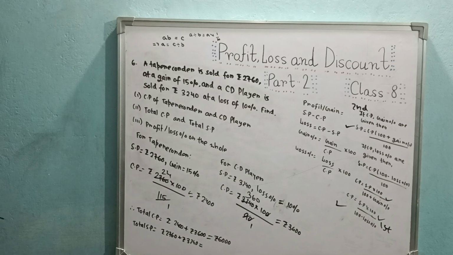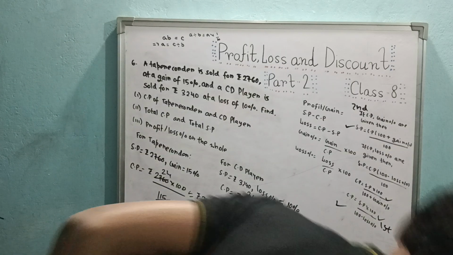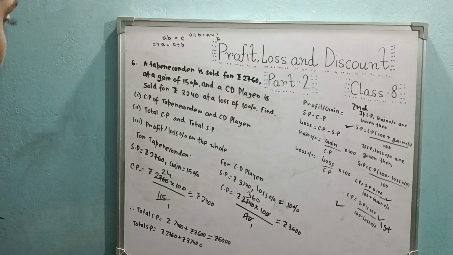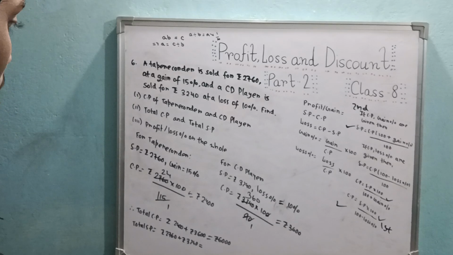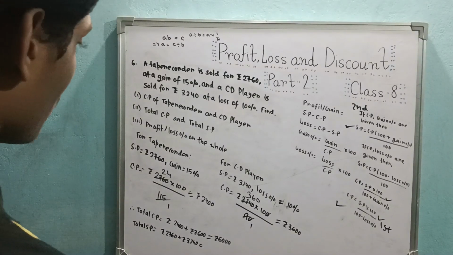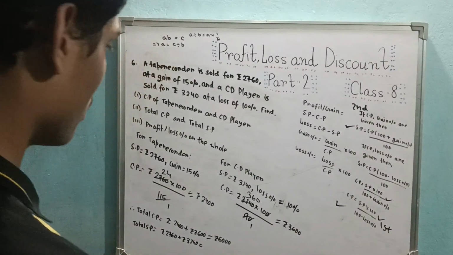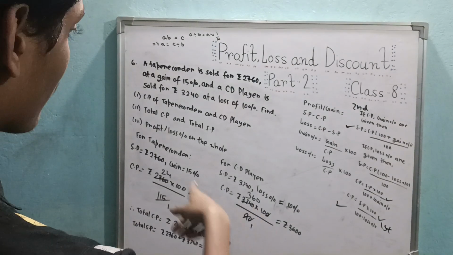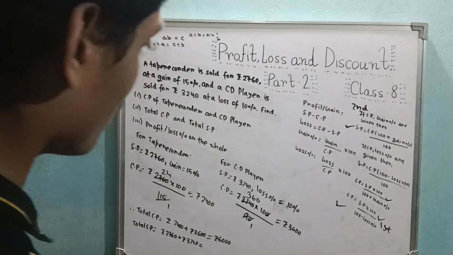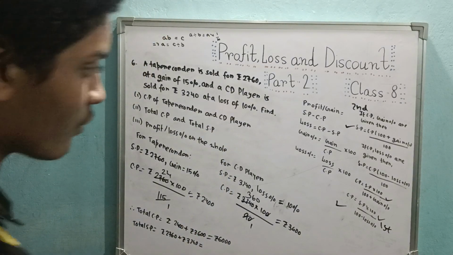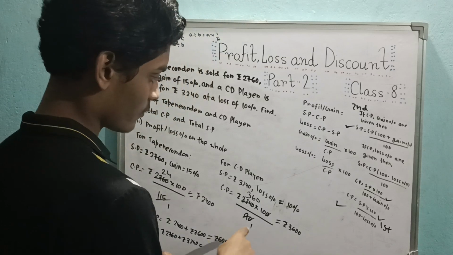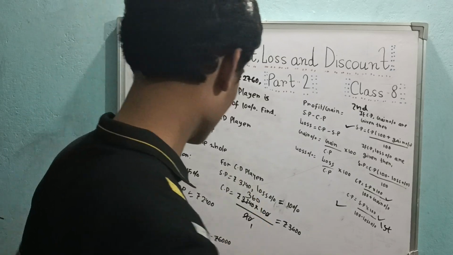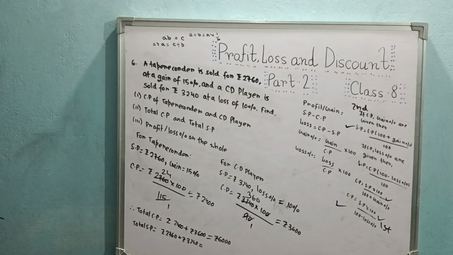Gain of 15% or 10%, we'll see. Selling price gain: CP equals SP into 100 by 100 plus gain percent, 2760 into 100 by 115, so 2400. And this one is your cost price. For the second, the selling price is given and the loss percent is 10. So 3240 into 100 by 100 minus loss percent, 90. So yeah, 3600. Total CP is 6000.